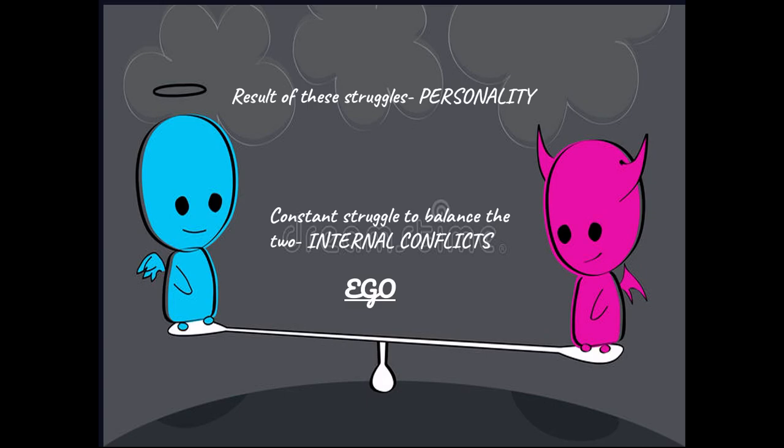Now Freud says that throughout life a person goes through 5 stages, and during all these stages there is an erogenous zone. There is a constant struggle between the id and the superego, and the ego has to balance it. These are known as the internal conflicts, and the result of these struggles, the decisions of the ego, decide the personality of a person.